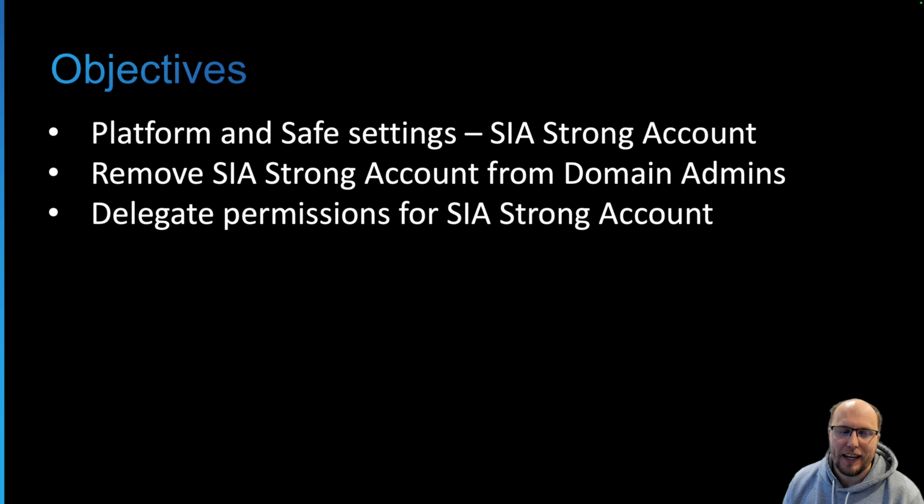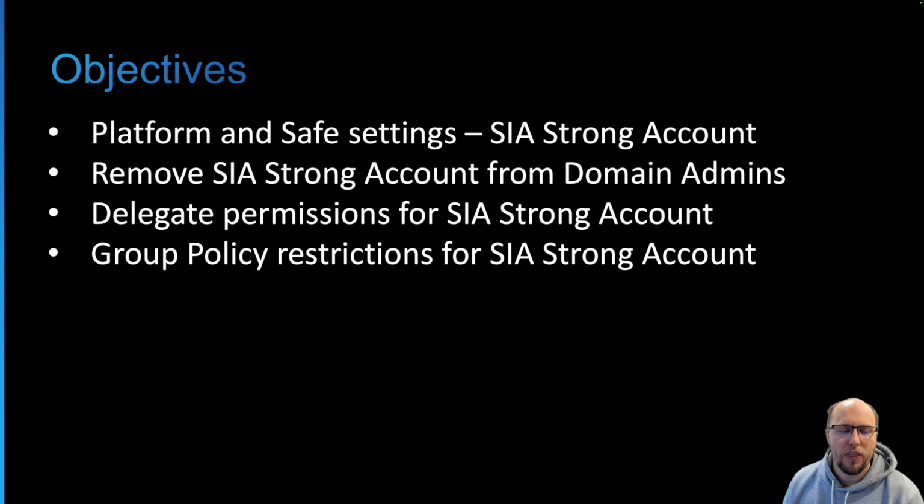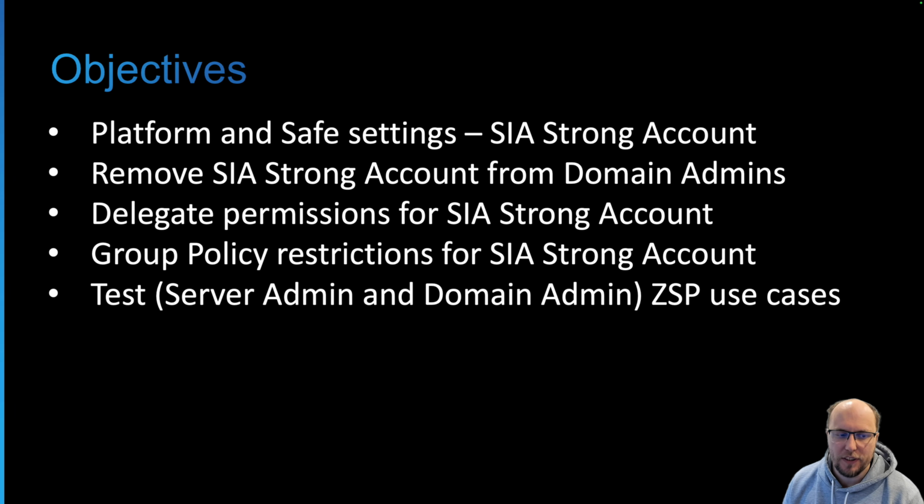We'll then delegate the appropriate permissions for the SIA Strong Account into the relevant OUs in Active Directory. I'll then explore some group policy restrictions you might want to consider for the SIA Strong Account to prevent misuse of the Strong Account. Once we've got all that configured, we'll do some simple tests. We'll connect as a server admin to a target and as a domain admin to a target.